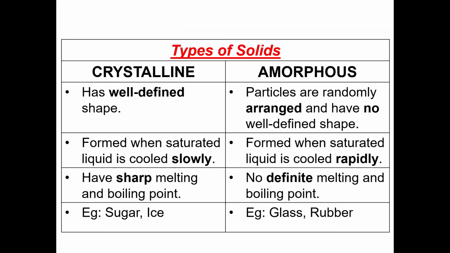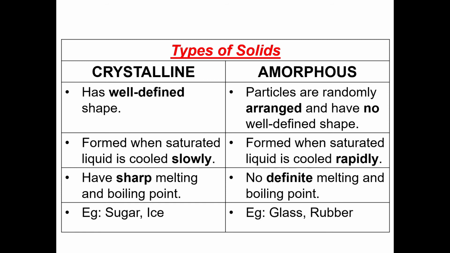Apakah perbezaan di antara solid? Okay, so kita ada crystalline and amorphous. Okay, kalau kita tengok kepada crystalline, crystalline has a well-defined shape. Okay, manakala amorphous, particles are randomly arranged and have no well-defined shape. Jadi amorphous ni dia apa? Dia disusun dengan secara rawak sahaja. Okay, tiada bentuk yang tetap. Tapi kalau crystalline, dia mempunyai bentuk yang tetap.